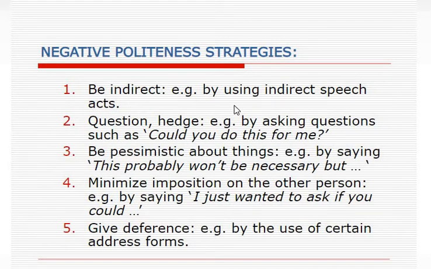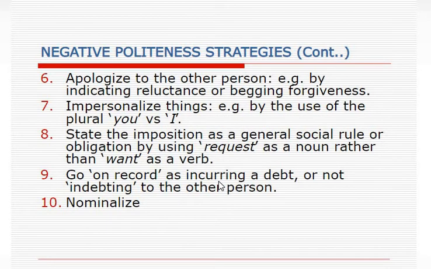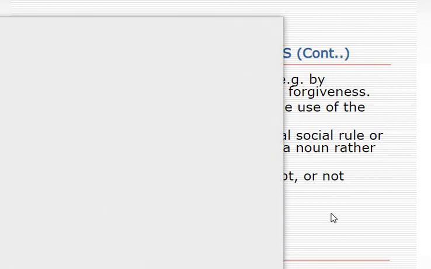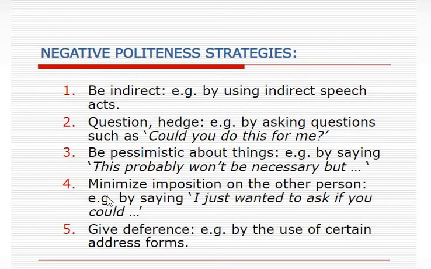Be indirect, for example, by using indirect speech acts. Question or hedge, for example, we can say by asking questions such as, could you do this for me? Could you help me? Etc. Be pessimistic about things, for example, by saying, this probably won't be necessary, but minimize imposition on the other person, for example, by saying, I just want you to ask if you could, and give deference, for example, by the use of certain address form.